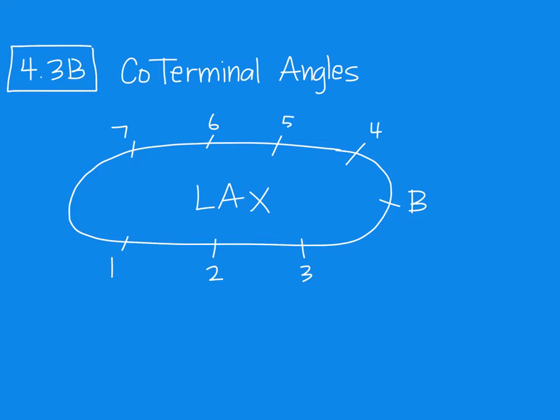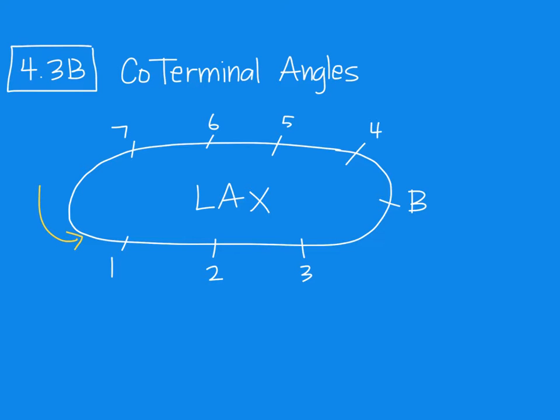If you've ever gone to LAX airport and either dropped somebody off or picked somebody up, you know it's shaped like a big oval. And around the outside of the oval are terminals. And the only way to enter LAX is right here, right by Terminal 1. And you enter. And so you got to drive all the way around.